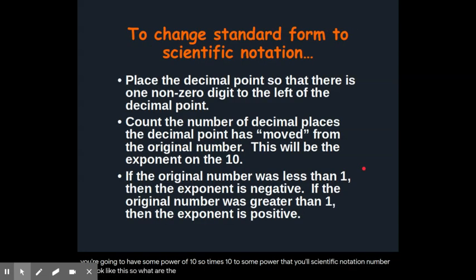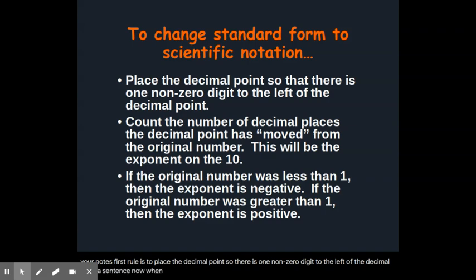So what are the rules? So the first rule, and again, feel free to pause this and write these in your notes. First rule is to place the decimal point so there is one non-zero digit to the left of the decimal point. Again, think of it as you're making a number that's bigger than 1 but less than 10.